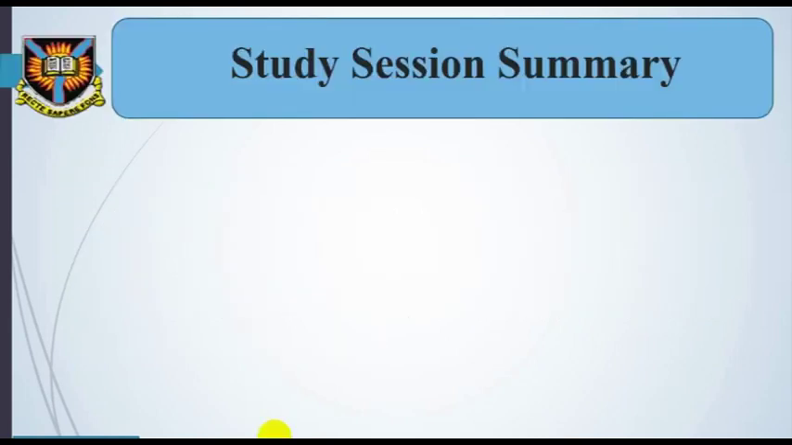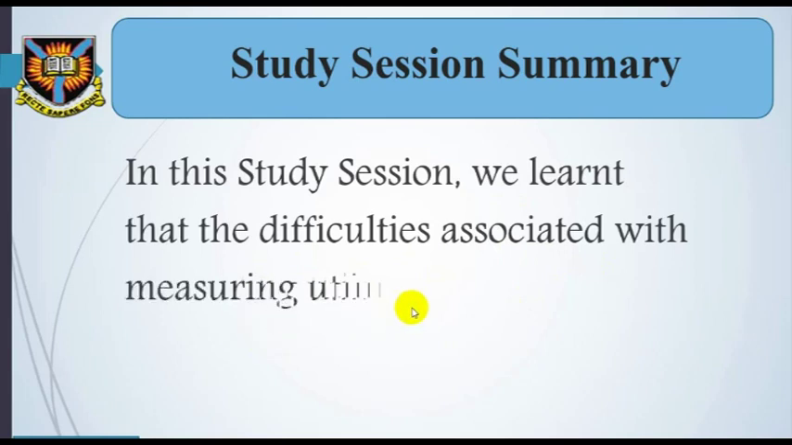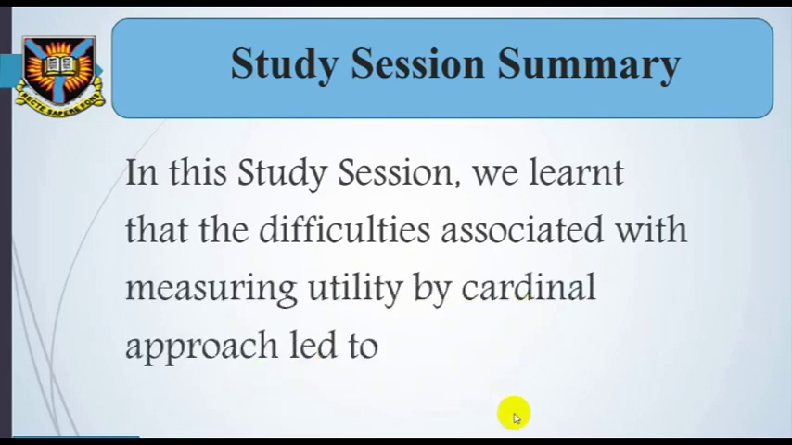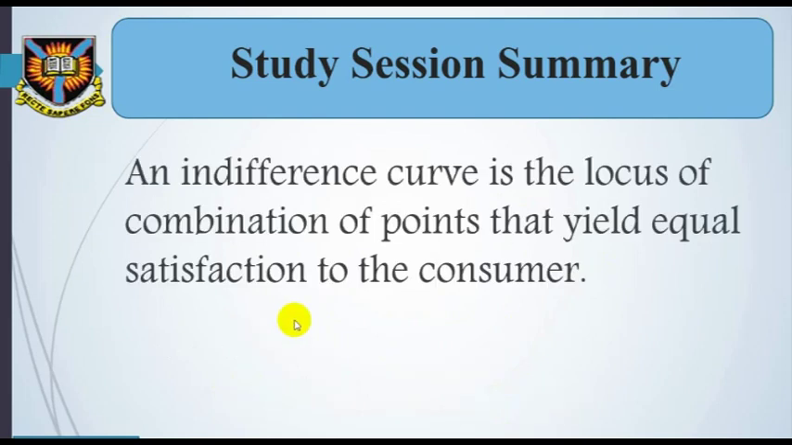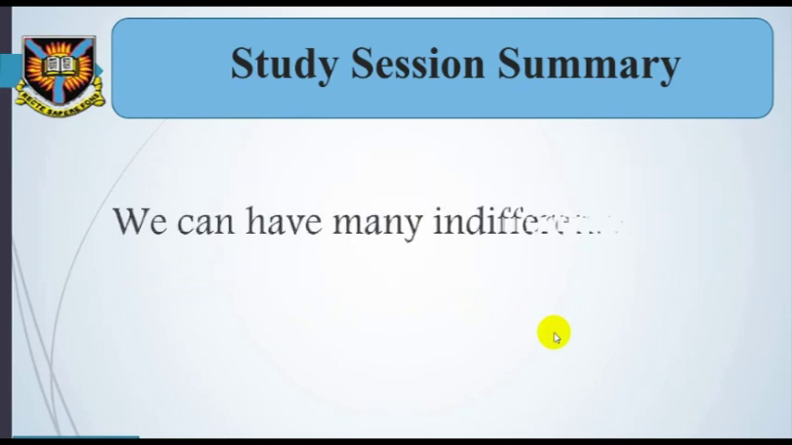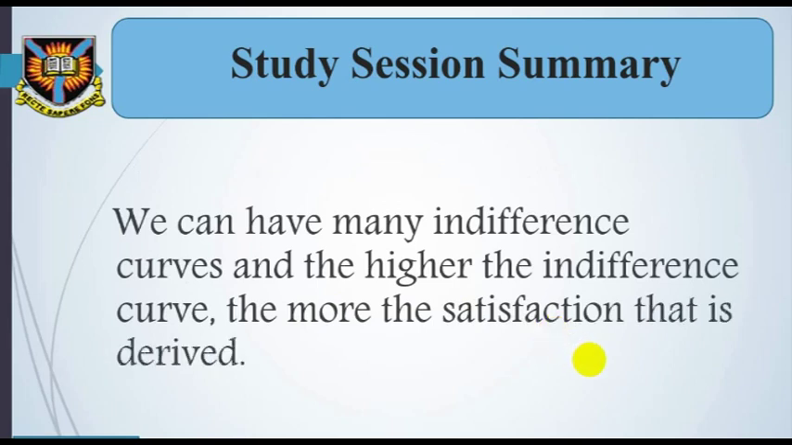Studies section summary. In this studies section, you learned that the difficulties associated with measuring utility by the cardinal approach led to the introduction of the ordinal utility or indifference curve approach. Do not forget that an indifference curve is the locus of combinations of points that yield equal satisfaction to the consumer. We can have many indifference curves, and the higher the indifference curve, the more satisfaction is derived. This is the end of studies section 2. Thanks for listening.